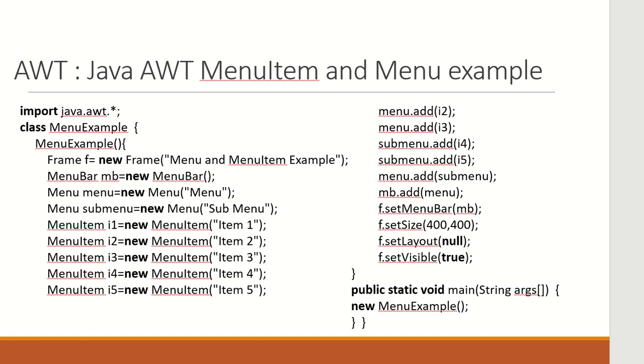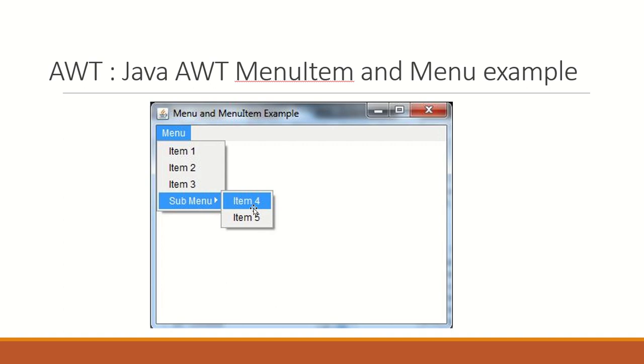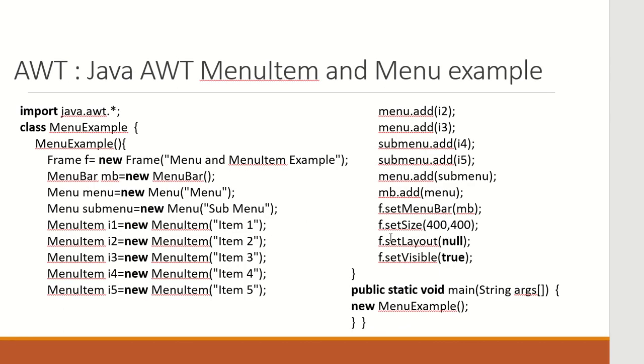Now, as you have seen in the output, item 4 and item 5 are part of the submenu. So what have you done? You first add item 4 and item 5 to the submenu by using the add method. You can see submenu.add(I4), submenu.add(I5). Then you are adding the submenu as part of the menu.